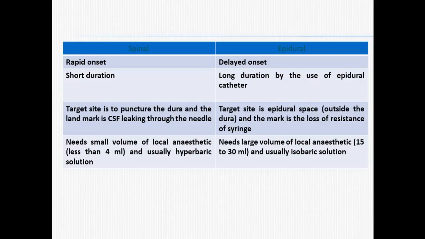In epidural anesthesia, the onset is delayed, with long duration by the use of an epidural catheter. The target site is the epidural space outside the dura, and the landmark is the loss of resistance of the syringe. It needs a large volume of local anesthetic, 15 to 30 ml, and usually an isobaric solution.